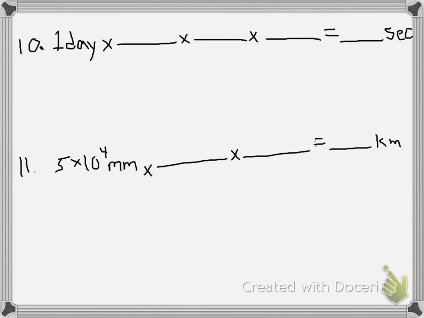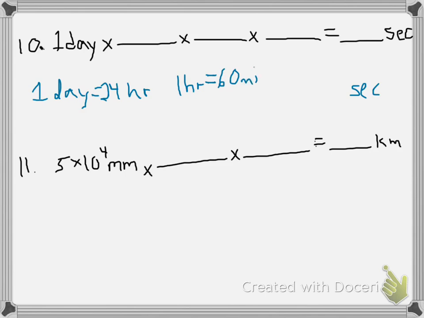So in number 10, we are trying to convert from days into seconds. So we need to use any conversion factors we know. Well, I know I can convert days into hours. I know that 1 day is equal to 24 hours. I also know that 1 hour is equal to 60 minutes. Lastly, I know that 1 minute is equal to 60 seconds. So now I have 3 different conversion factors I can use.